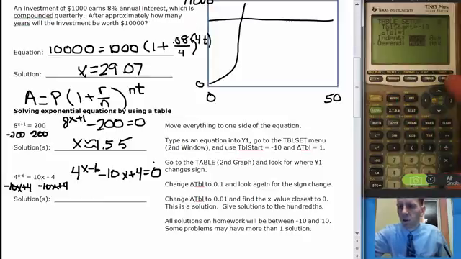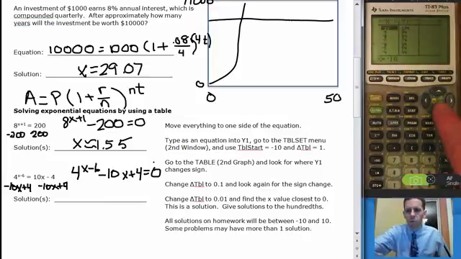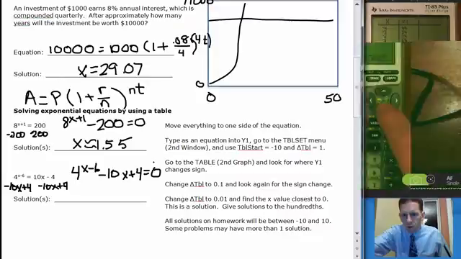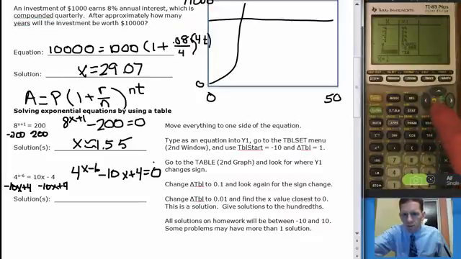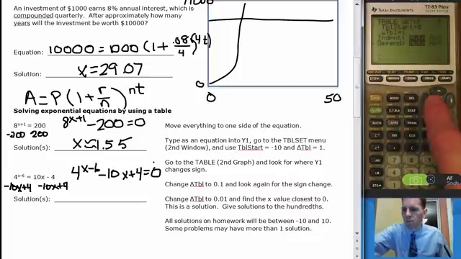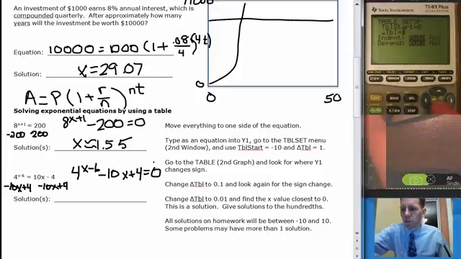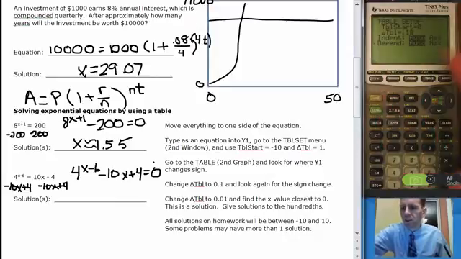I'm going to hit second graph. I'm going to look for where my values change from negatives to positives. So it looks like right here between 4.00 and negative 5.99. So I'm going to scroll along my x's to the bottom until these two numbers are my first two values listed. I'm going to go back to second window, change my delta table this time to 0.1, go to second graph.